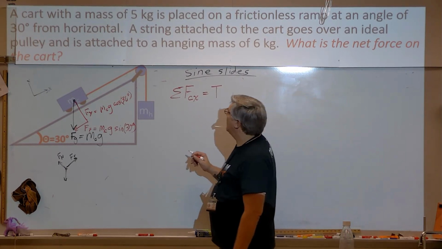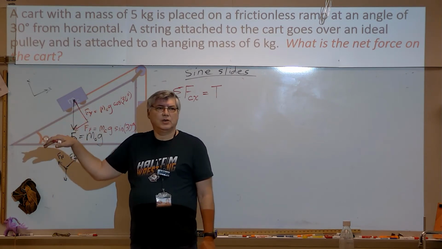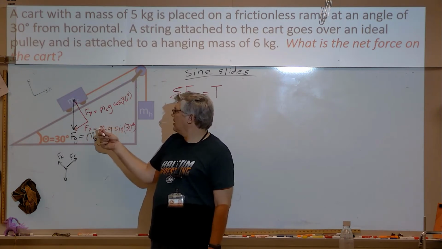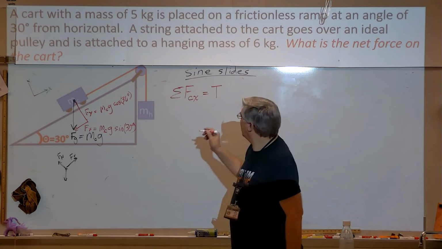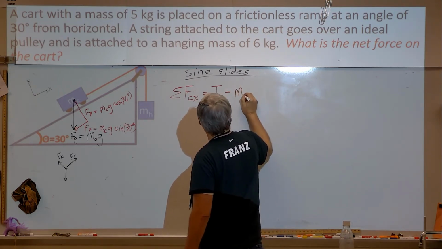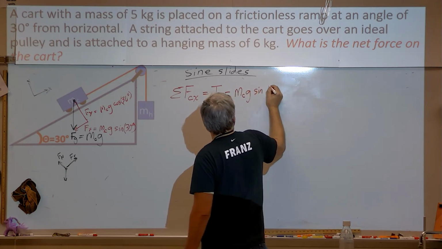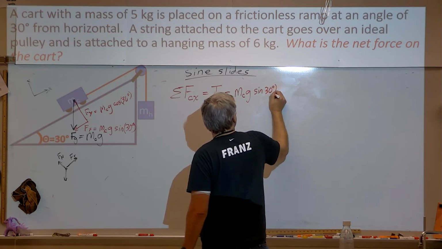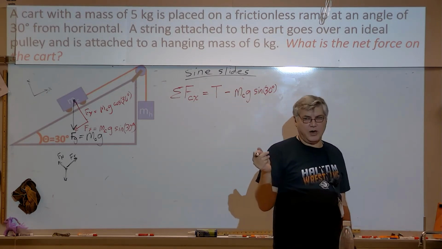And then what's acting in the opposite direction? Gravity, right? Which is the F sub x. So the tension minus the mass of the cart times g times the sine of, well, I don't have to put theta, I'll put 30 degrees because we said it was 30. So these are all the forces that are acting on the cart.